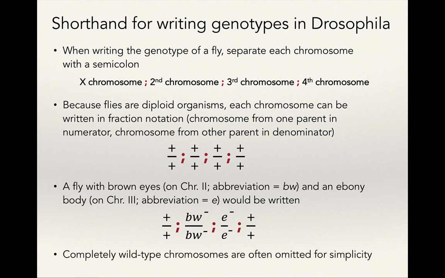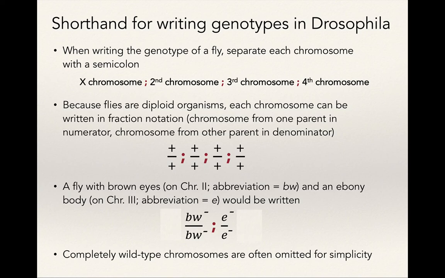Completely wild-type chromosomes are often omitted for simplicity. This just makes it easier to write. So you could simply write the genotype of this fly as bw minus over bw minus, followed by e minus over e minus. While you can generally determine if an allele is dominant or recessive based upon how it's capitalized, you can't immediately know which chromosome a gene is on or how it's abbreviated.